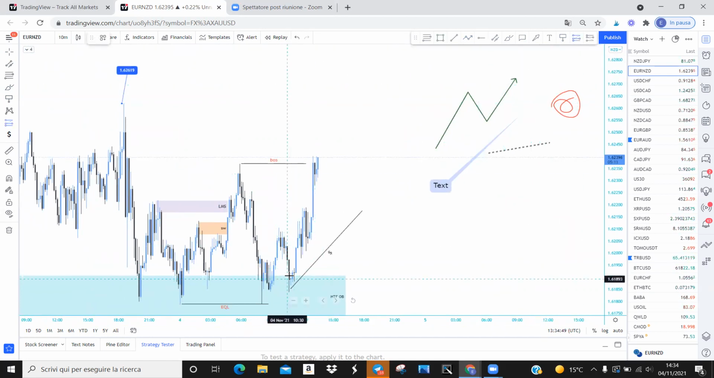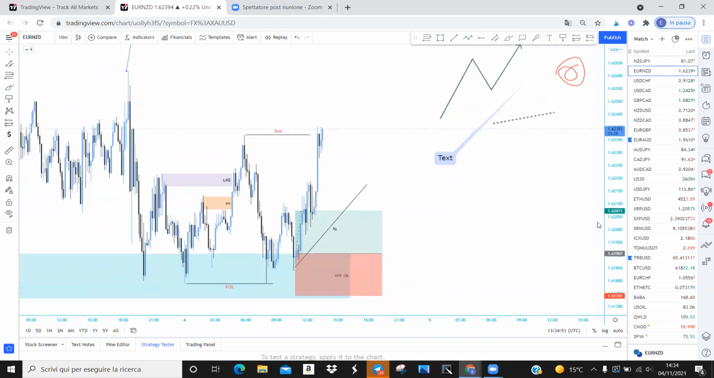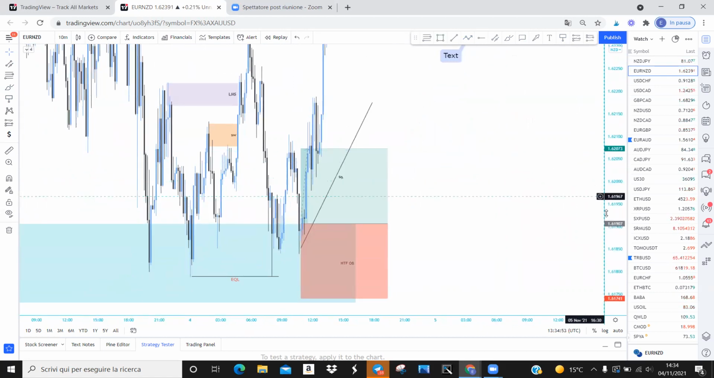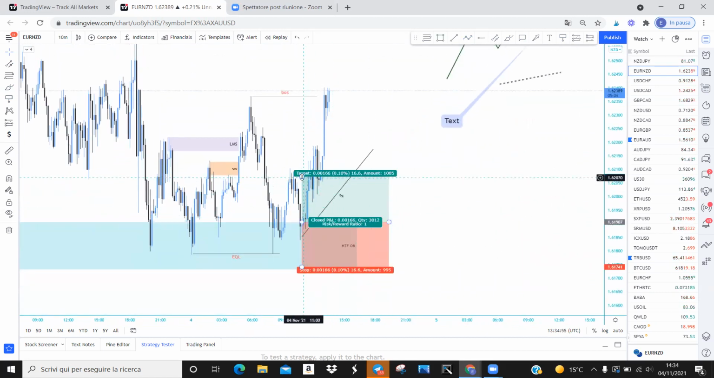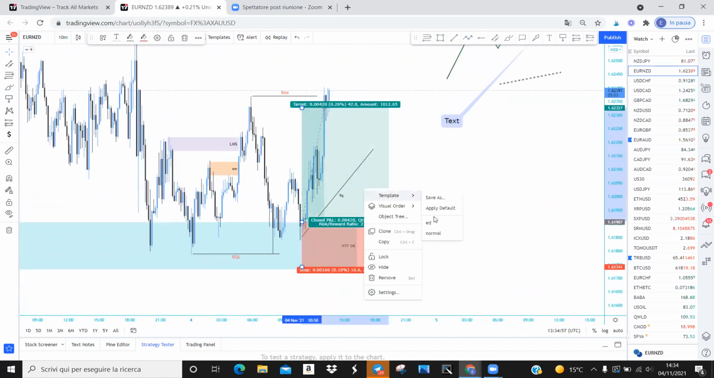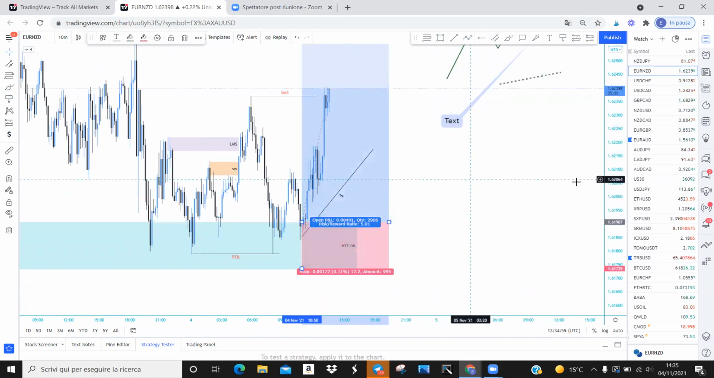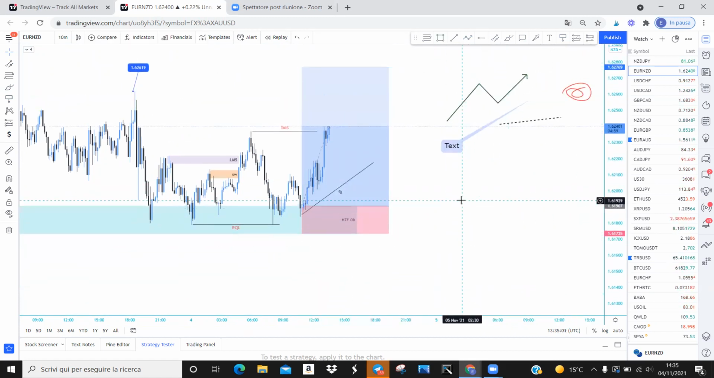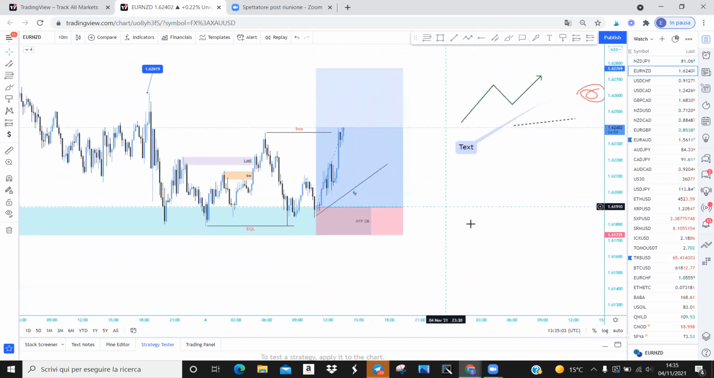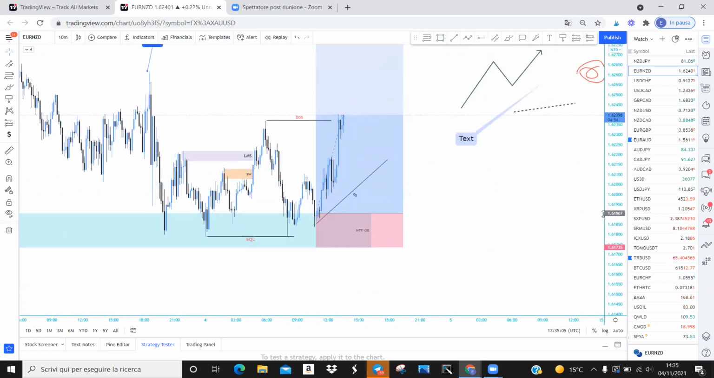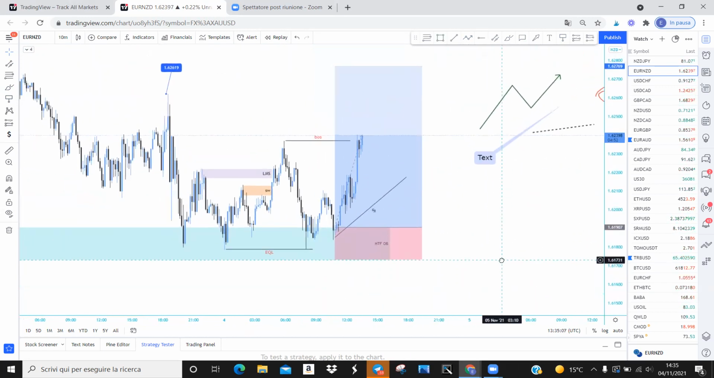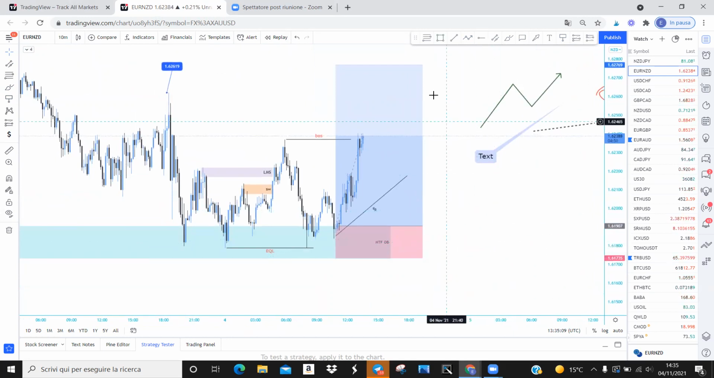And then I have take profit and stop loss. Sometimes you will see me use these colors, which are the basic ones. Sometimes you will see me use a different color, which is this one. There is no difference. Sometimes I just like one, sometimes I just like the other one. There is no real difference between the two.